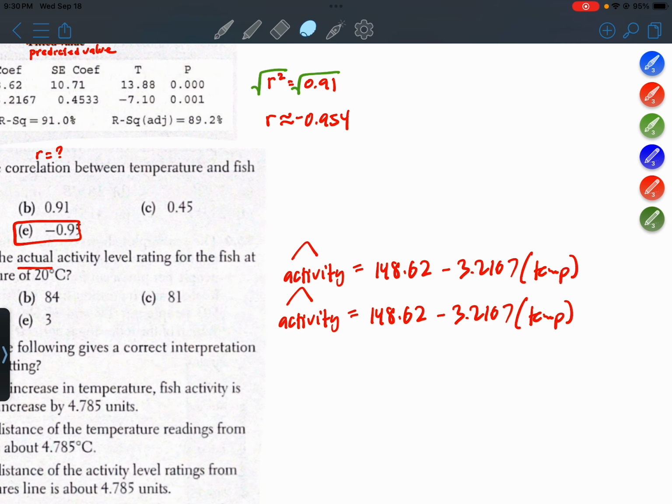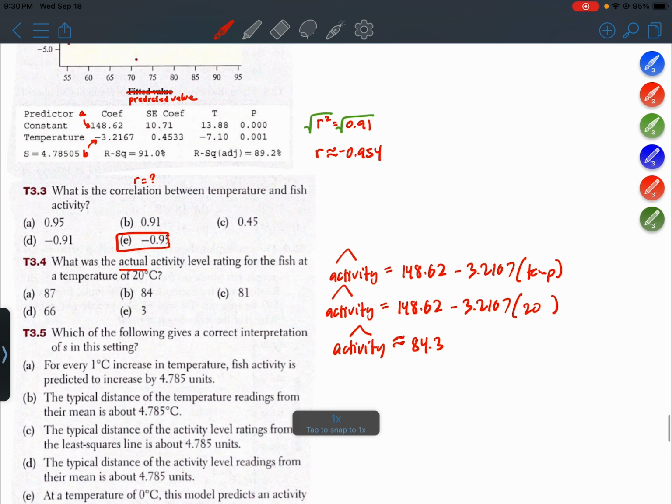Duplicate that, and now just plug in 20 as the input value. And so the predicted activity level is going to be 148.62 minus 3.2167 times 20. I'm getting about 84.3. Now there is an answer choice that says 84, but this is the predicted activity, and the question was asking about the actual activity.